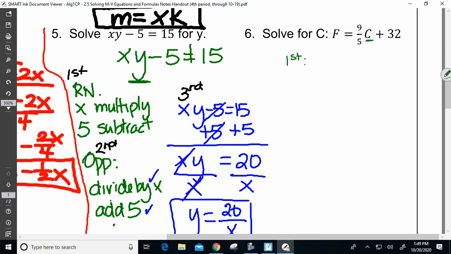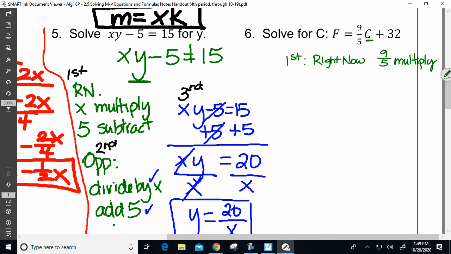So, first step. What is happening right now? Right now, what's happening in the problem? What is on the same side with the C? So 9 over 5 is over there. What is 9 over 5 doing? It's multiplying. So we have to know what it's doing now in order to take the opposite.